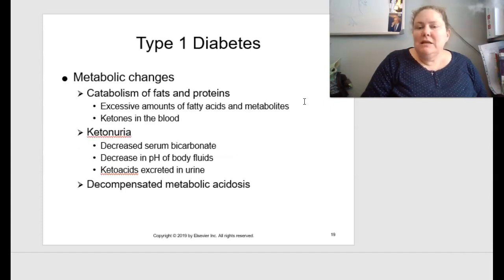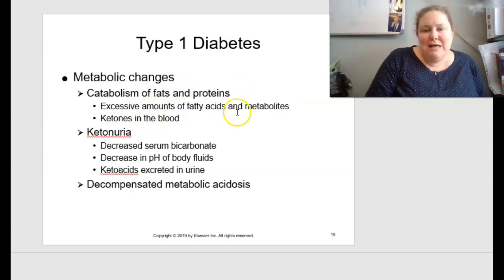You have metabolic changes, and this would be from a catabolism of fats and proteins. And remember, catabolic reactions are ones that break things down. So I always say that I have a cat named Sophie, and she likes to break things. So catabolic are those breaking down reactions. So if we basically can't break down fats and proteins, well, then we would end up having a lot more around than what we should. So we'd have excessive amounts of fatty acids and those metabolites because we can't break them down.